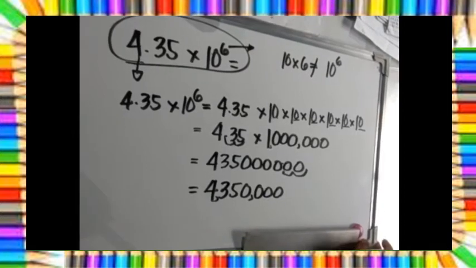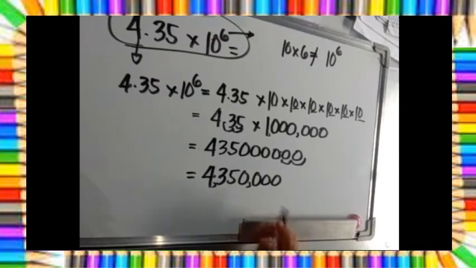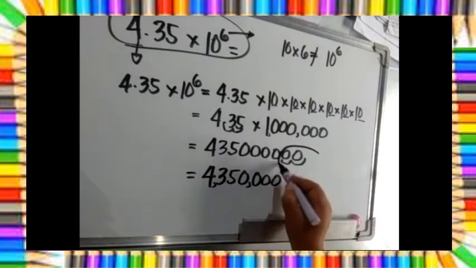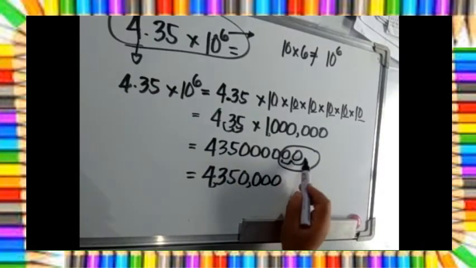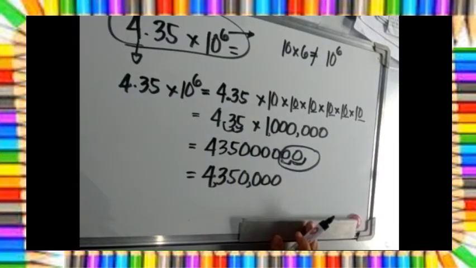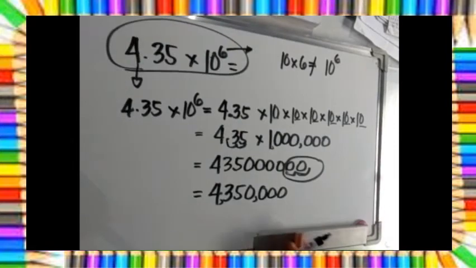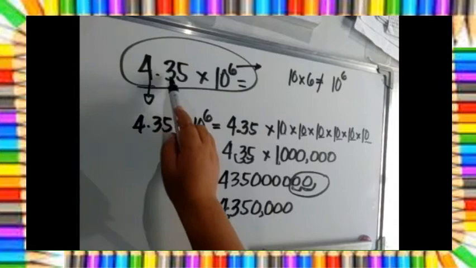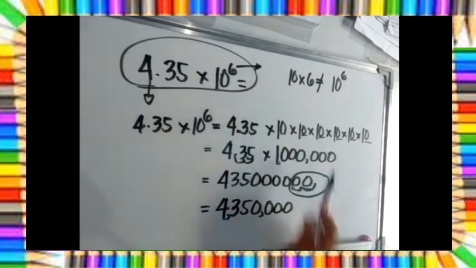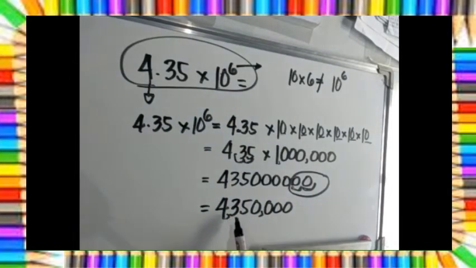Did everyone follow? Sure, because two of the zeros were not included here. There were two decimal places, so we moved the point 2 decimal places. Understand? In scientific notation, this equation, 4.35 times 10 to the power of 6, is equal to 4,350,000. Very good. Want more examples? Okay.